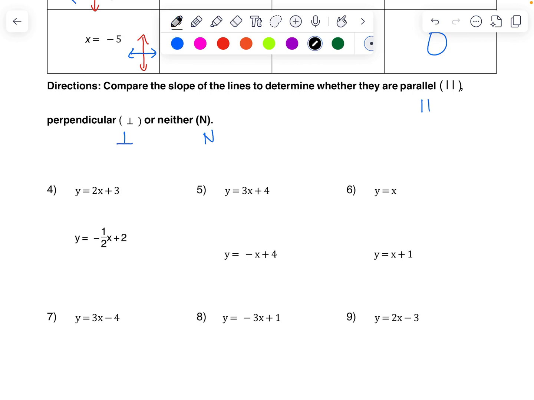All right, so look at the top equation, 2x, that current slope is 2 over 1. Bottom equation, negative 1 over 2, okay? So those are opposite signs and they're flipped. So our answer is perpendicular.